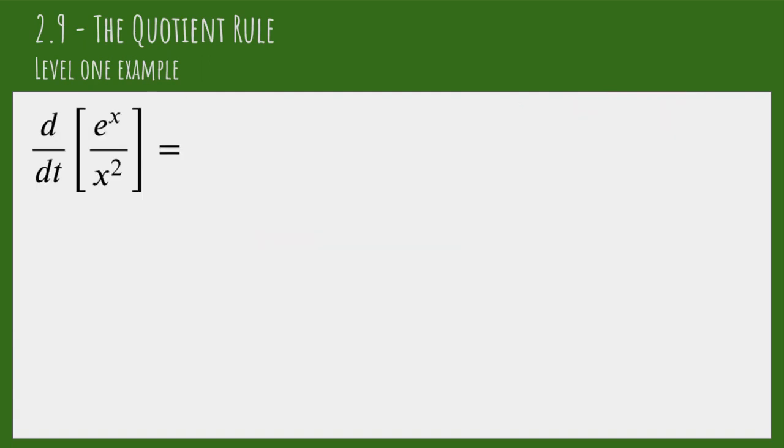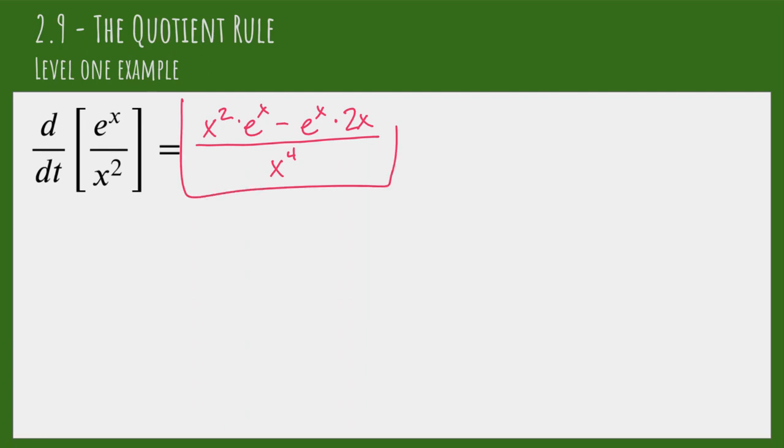In this example, we're going to do the same thing. So we'll do low, which is x squared, d high, so the derivative of e to the x is e to the x, minus high, d low, derivative of x squared is 2x, and then over the square of what's below. So x squared squared is going to give us x to the fourth, and that's it. That's all you have to do.